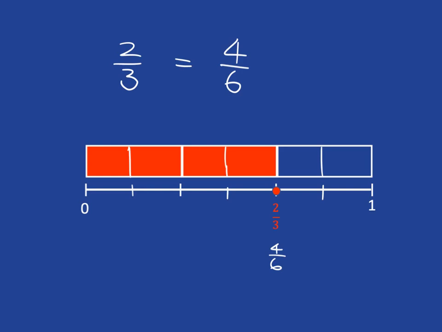How do I get from 2/3 to 4/6? Well, I doubled the number of pieces I'd cut the thing up into. So as long as I do the same to the numerator and the denominator, I will get an equivalent fraction. I could also have started with 4/6 and worked my way back to 2/3, which is by dividing top and bottom of the fraction by 2.